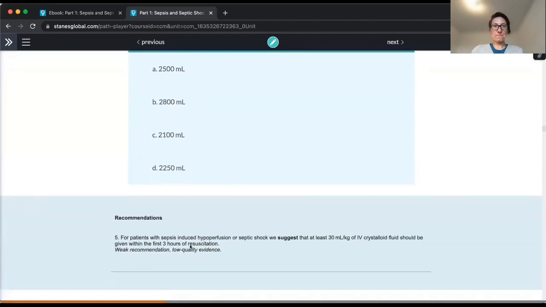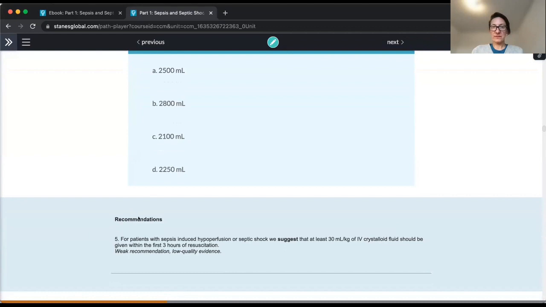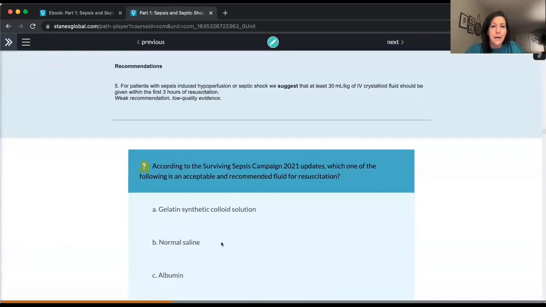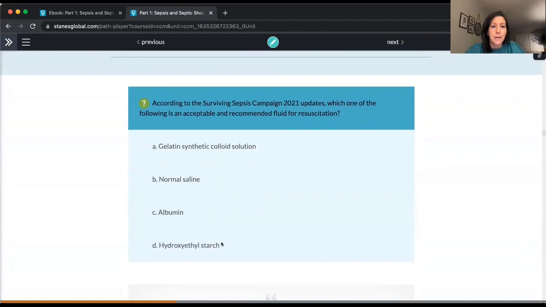Perfect. For patients with sepsis, this is the 5th recommendation from the article. For patients with sepsis-induced hypoperfusion or septic shock, we suggest at least 30 milliliters per kilogram of IV crystalloid fluid should be given within the first 3 hours of resuscitation. And as Dr. Meem mentioned previously, that's where we start. We have to continuously reassess if the patient needs more fluids at a later time. Dr. Vanessa, you alluded to this next question, so I'll let you take this one.